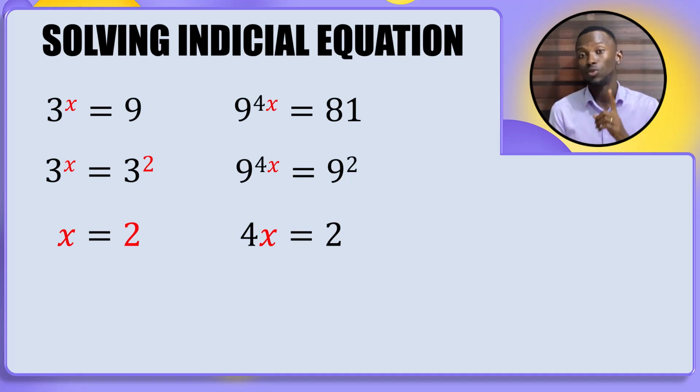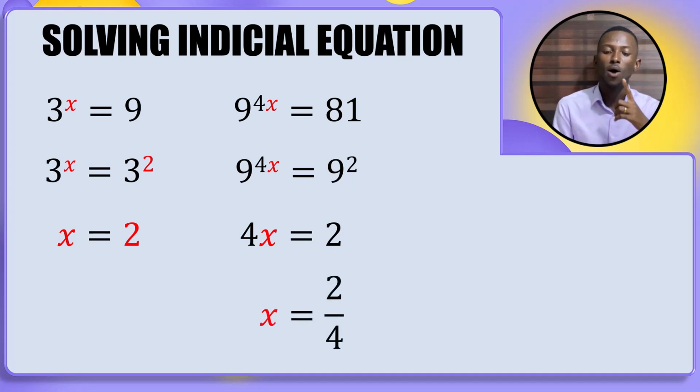Are we done? Not yet. We are solving for x, not for 4x. Keep that in mind. We are solving for the unknown, and the unknown is x. So we are not solving for 4x. So what do we do? We divide through by 4. So x now becomes 2 divided by 4.